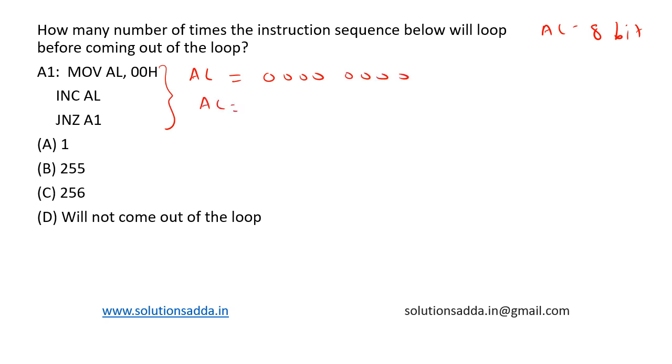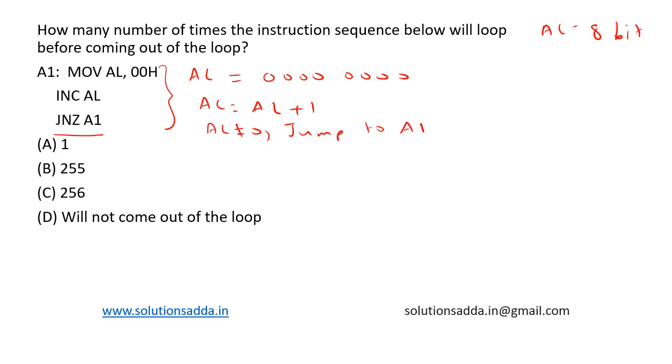Then AL is incremented by 1, AL plus 1. Here jump not 0 to A1. That is AL not equal to 0, then jump to A1. So in the first iteration, what happens is AL is set to 0. Then the next step, we will increment the value of AL and then we'll jump to A1 if AL is not equal to 0.